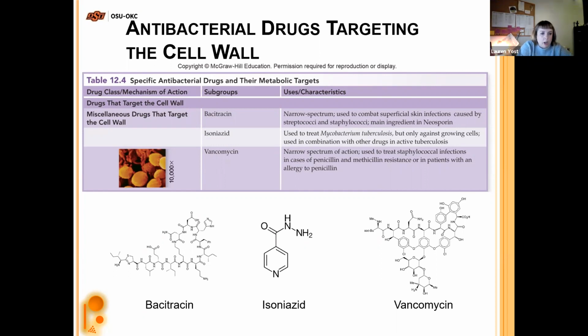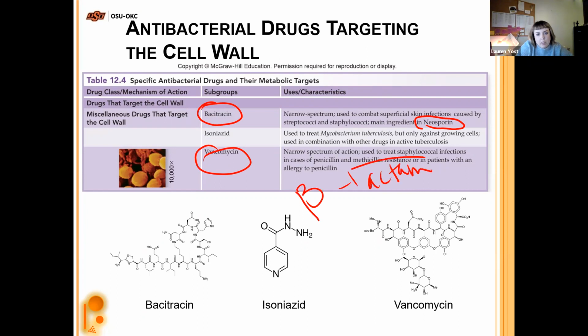Pretty commonly talked about ones, we have bacitracin. This is a pretty common ingredient in Neosporin, and it affects the cell wall. Then we have vancomycin. These also attack the cell wall, but they clearly don't look like a beta-lactam. They do not have a beta-lactam, but they do target the cell wall. They just work differently. These are the three that are separate.